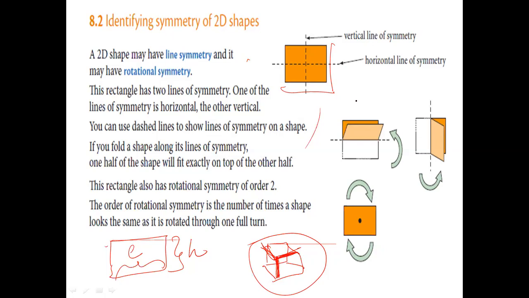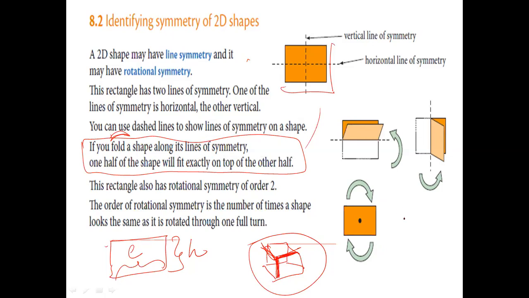What is symmetry? If you have a paper, when you fold it, for example, this one is paper. When you fold it, please check the word fold with the dictionary. This paragraph is very important, so if you don't understand, please check with your dictionaries at home. If you fold the shape along its lines of symmetry, one half of the shape will fit exactly on top of the other half.